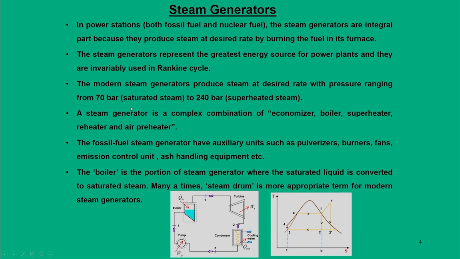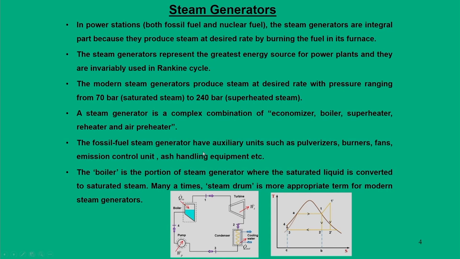And if you look at the wide range of operations, that is from liquid to superheated regions. So, a steam generator involves a complex combination of components, and they are mainly heat exchangers. They are known as economizer, boiler, superheater, reheater and air preheater. So, we will try to see how they are organized in a particular steam generator unit.